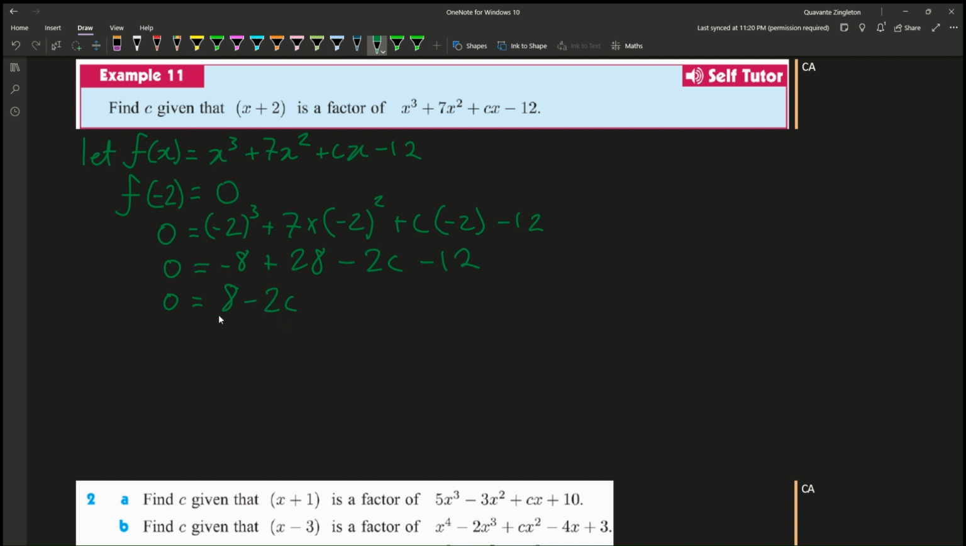Add 2c to both sides, so we get 2c is equal to 8, and then divide both sides by 2, c is equal to 4. And using the factor theorem, this is how we find unknown variables in a polynomial.